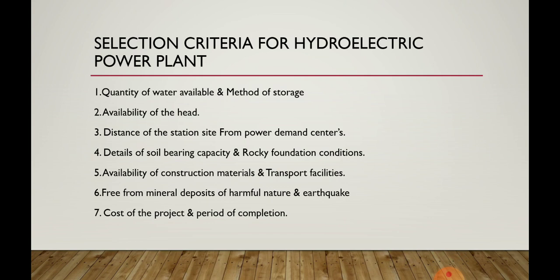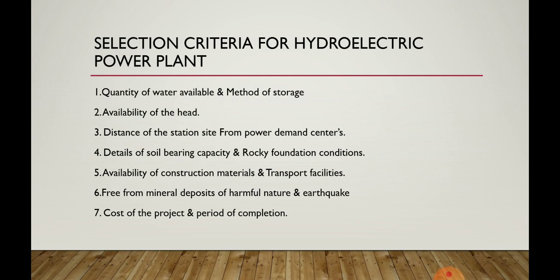So first is the selection criteria for the hydroelectric power plant. But before starting the selection criteria, let us recall what a hydroelectric power plant is, or its principle. In hydroelectric power plants, the potential energy of water is utilized to run the hydroelectric turbines, which in turn run an electric generator to convert the mechanical energy of the turbine into electrical energy. This is the principle of the hydroelectric power plant.